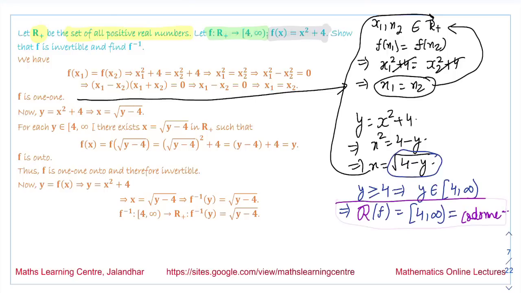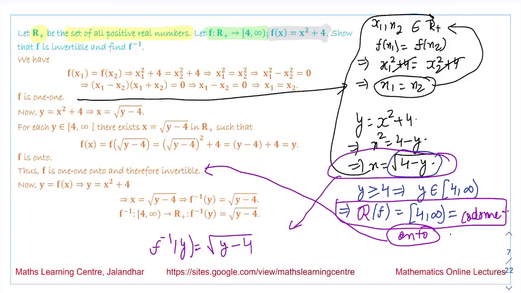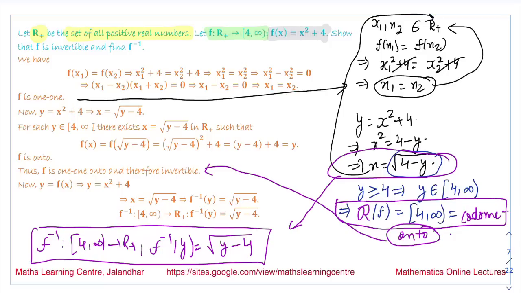So this gives us that the function f is an onto function. Combining both these results, we obtain that the function f is a bijective function and therefore it is invertible, and the inverse of this function is given by, look at this condition over here. We are saying this gives us the function f inverse of y is equal to square root of y minus 4, and f inverse is defined from the interval 4 comma infinity to R positive. So this function is the inverse of the given function f.